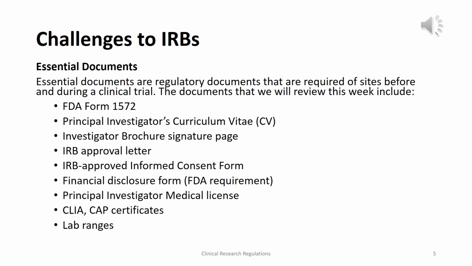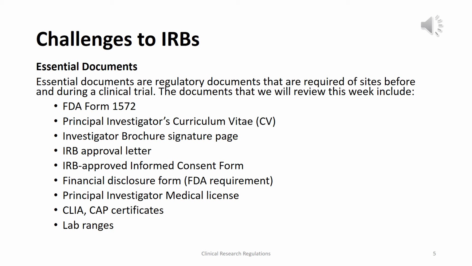Some of the essential documents that we're going to talk about, you're probably wondering, well, what in the world is an essential document? It's essentially a regulatory document that's required by the regulatory authority to be collected either before the trial commences or during the trial, and actually those will be listed in that order in the ICH E6 Section 8. So let me go over these real quickly for you.